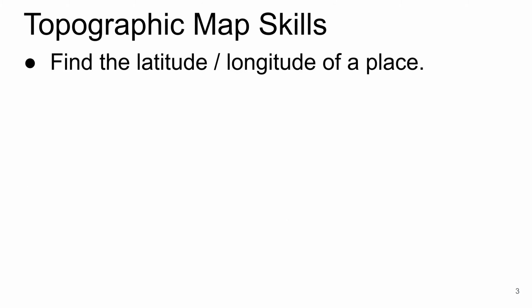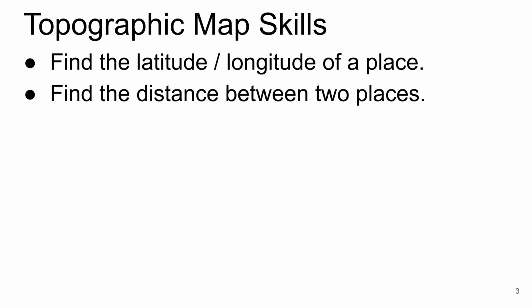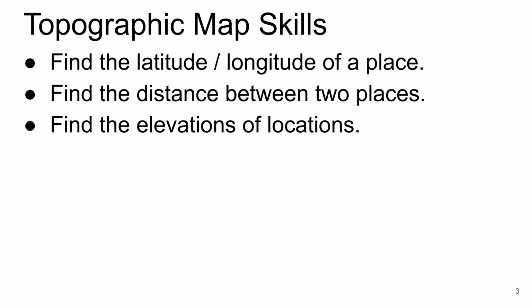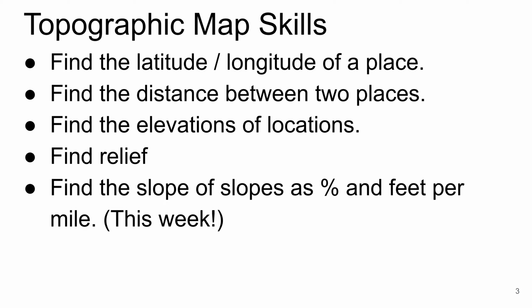So we found the latitude and longitude of locations, we found the distance between locations, we found the elevations of locations, we found relief, which is the vertical distance between two locations. And this week we're going to find the slope of slopes expressed as a percent and as feet per mile. Last week we found elevations and relief, and to do that, we used contour lines.